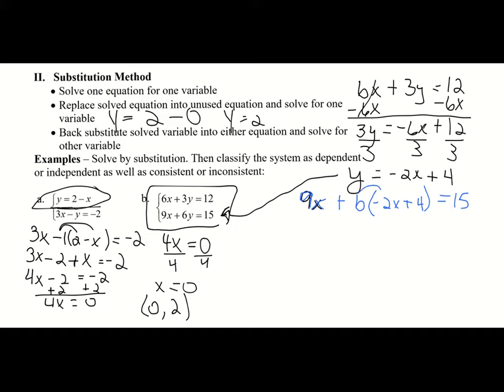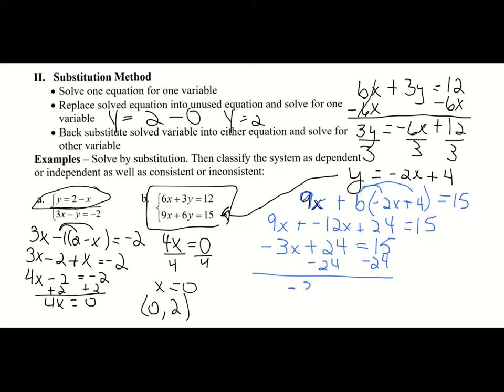Now we're going to distribute. So we're going to have 9x plus negative 12x, and then plus 24 equals 15. 9x plus negative 12x is going to give me negative 3x plus 24 equals 15. So we'll subtract 24 from both sides.